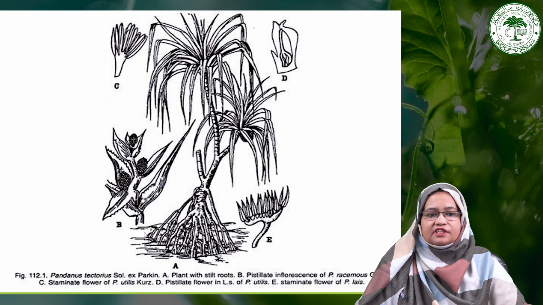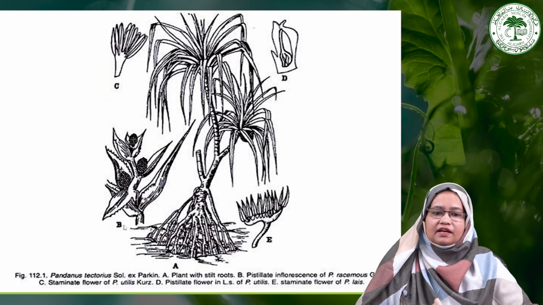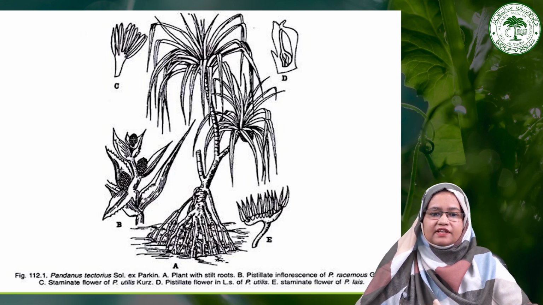Now moving towards the main plant that occurs in India, that is Pandanus tectorius, which is also called kewda. You can see in this particular figure the plant that has stilt roots supporting the stem, and there is a pistillate flower you can see here. So these are the twigs. This is the pistillate flower, and that is showing the staminate flower. And this one is the LS of the pistillate flower.